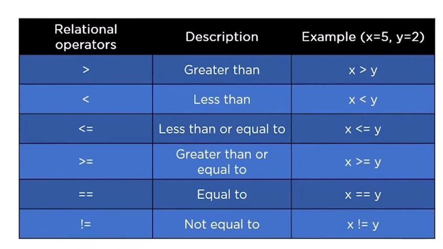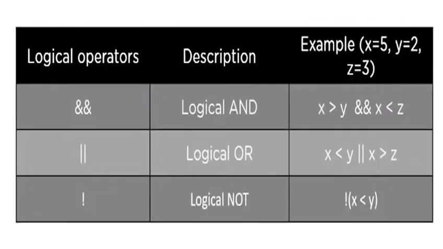To show if the two variables are equal to each other, you use two equal to signs. When a single equal to is used, then the variable is storing the given value in it. Logical operators: logical and, logical or, logical not.